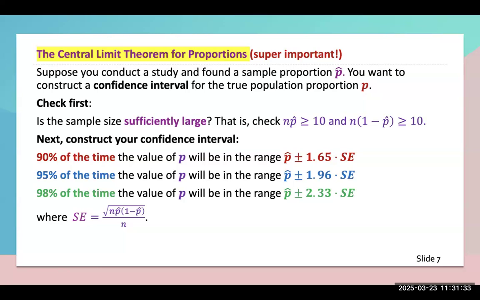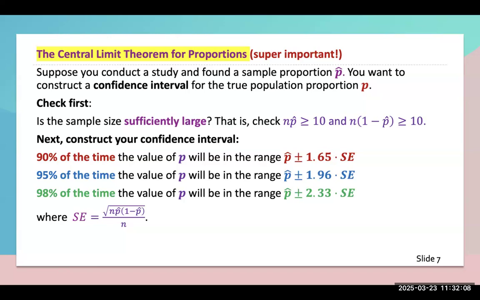For 95% of the time, the true p will be within the range p hat plus or minus 1.96 times the standard error. Now, 1.96, where did that come from? That's really close to 2. And if you remember from the empirical rule, there's about a 95% chance that we're within 2 standard deviations from the mean. This is just a little more precise. It's really closer to 1.96. The empirical rule was an estimate.